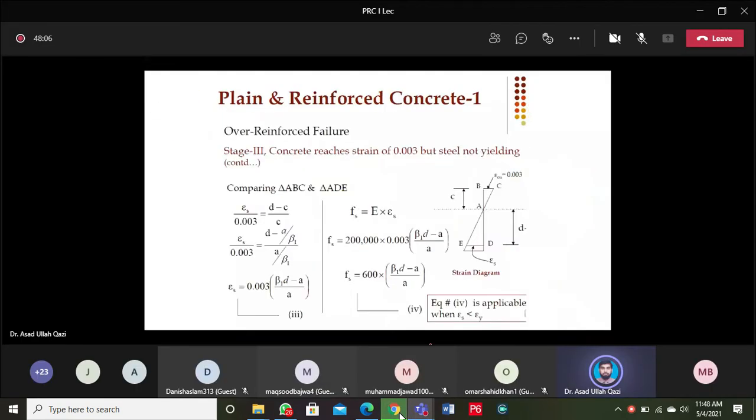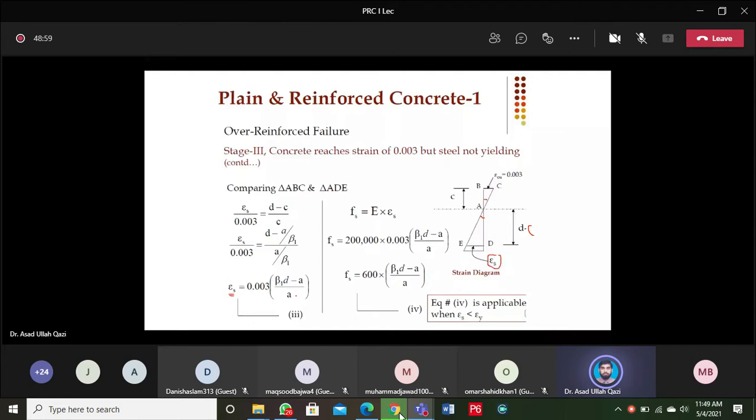So then, what I discussed on the previous slide, from strain diagram I can also draw the strain diagram of this over reinforced cross section just like this, that corresponding to crushing, steel is at epsilon s, and from similar triangles I can write this equation, and after simplifying this equation I can bring epsilon s on one side, and I will get on the right hand side 0.003 beta 1 d minus a over a.